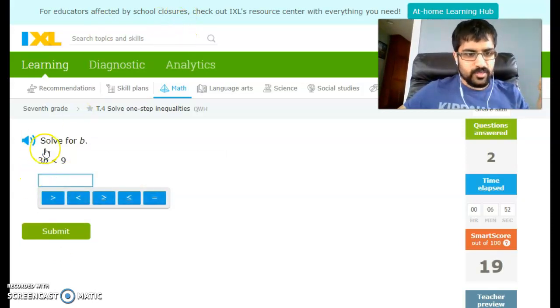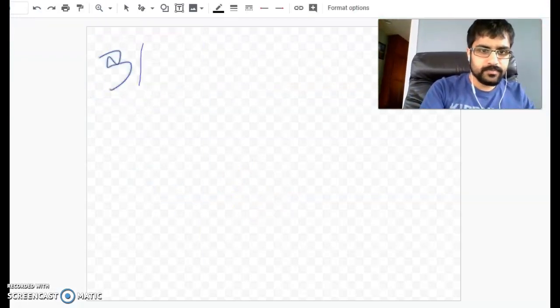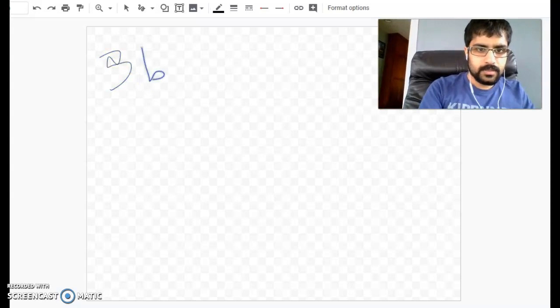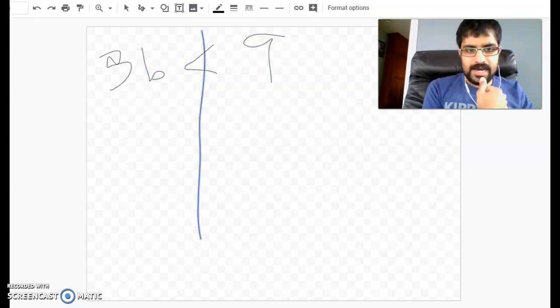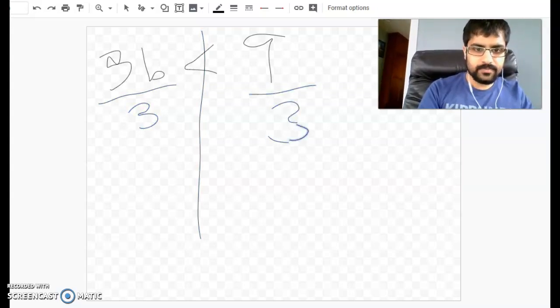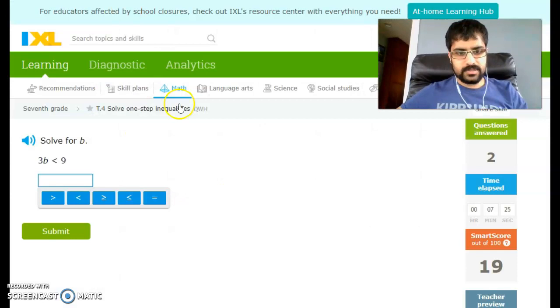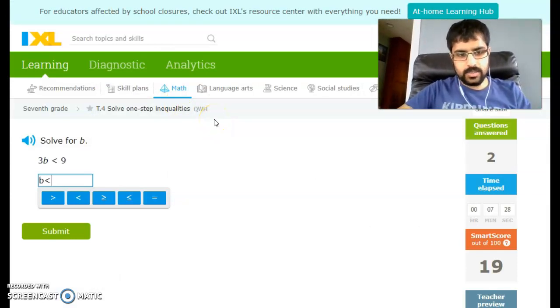I got it. 3b is less than 9. This time I am multiplying. So I'll go ahead and draw my line in the middle. The opposite or inverse of multiplication is division. Let's divide the 3 by 3, and divide the 9 by 3 on the right-hand side. I am left with b by itself on the left, and 9 divided by 3 on the right-hand side leaves me with 3. All right, let's take a look. B is less than 3. I always get so nervous.